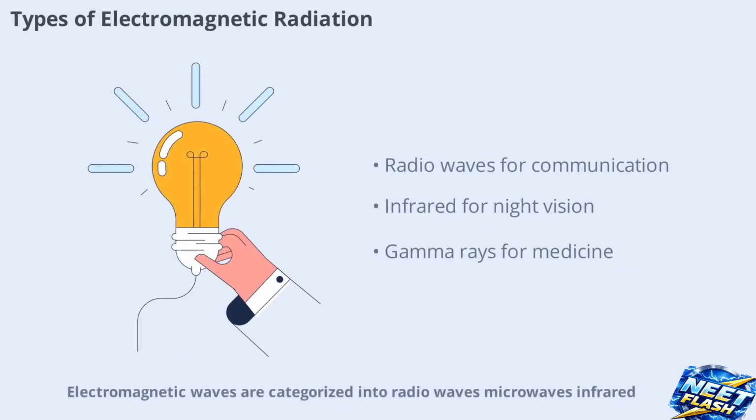Electromagnetic waves are categorized into radio waves, microwaves, infrared, visible light, ultraviolet, X-rays, and gamma rays. Each type has specific frequency and wavelength ranges. For example, radio waves are used for communication, microwaves for cooking and radar, infrared for night vision, visible light for sight, ultraviolet for sterilization, X-rays for medical imaging, and gamma rays for cancer treatment.